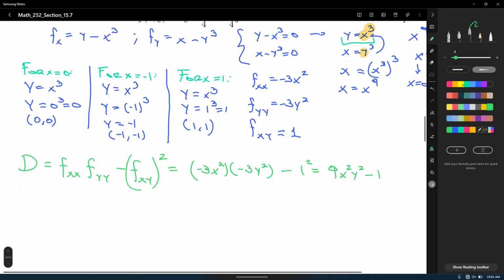Number 1, for 0, 0: D at 0, 0 equals 9 times 0 squared times 0 squared minus 1. The first term is going to go to 0, and we're going to be left with negative 1. What does a negative value mean? Max, min, saddle, inconclusive?